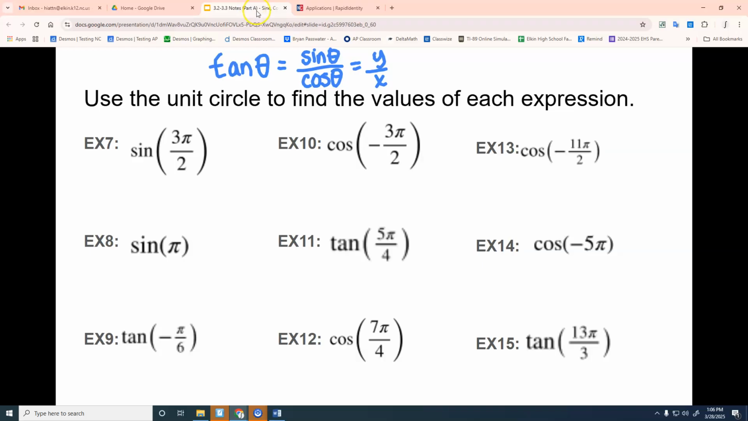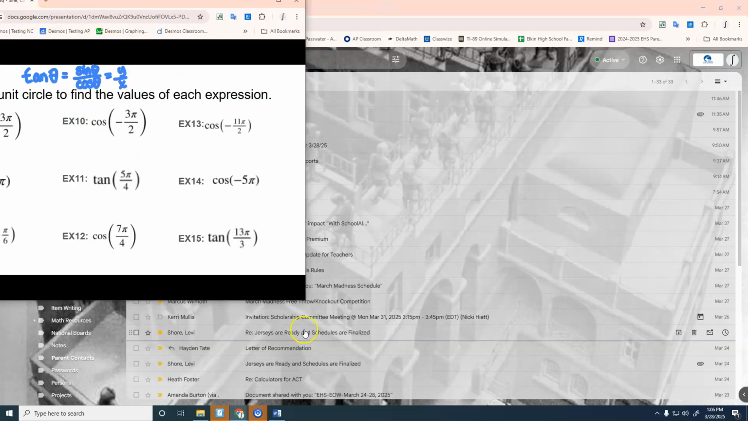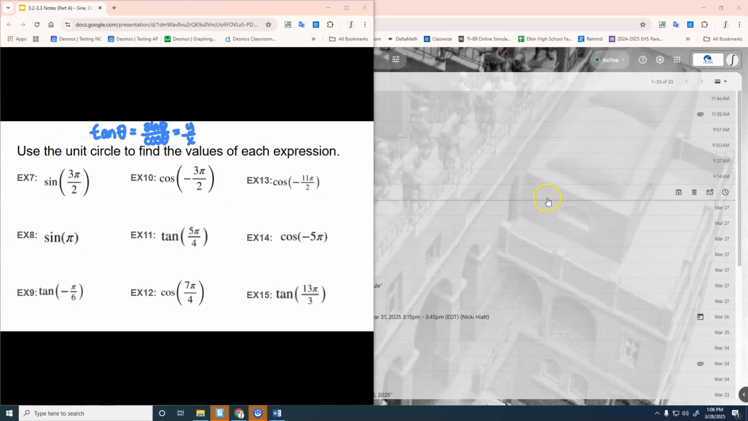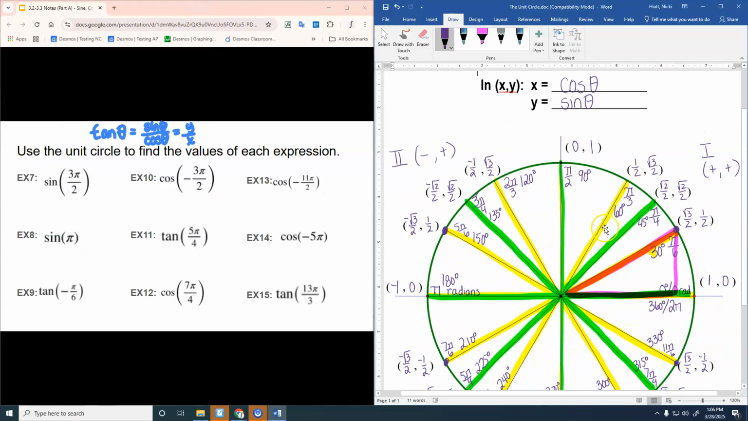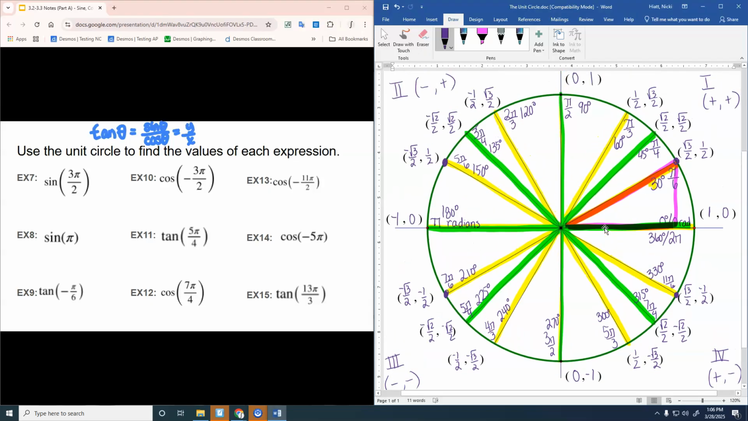So, I'm going to split screen this with my unit circle here so we can be looking at it. When I am asked to find sine of 3 pi over 2, I'm going to look at my unit circle. I'm going to find 3 pi over 2. It is right here. And then sine is my y-coordinate. So sine of 3 pi over 2 is going to be that y-coordinate right there. I will get negative 1.